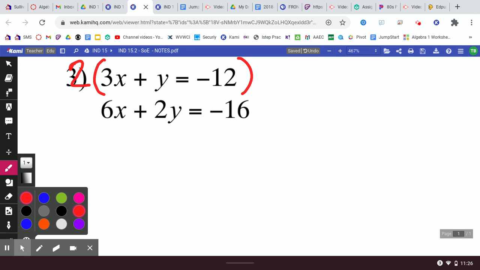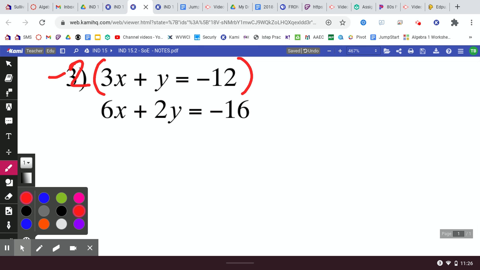2 times 3 is positive 6, and I have a positive 6 in the bottom. So what do I need my upper to be? Negative 6, right? So I'm going to force it to be a negative 6 by multiplying by negative 2. Because when I'm done, I need the 6's to match, but I need the signs to be different.